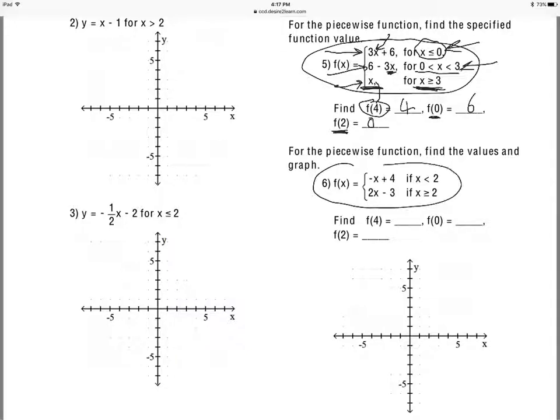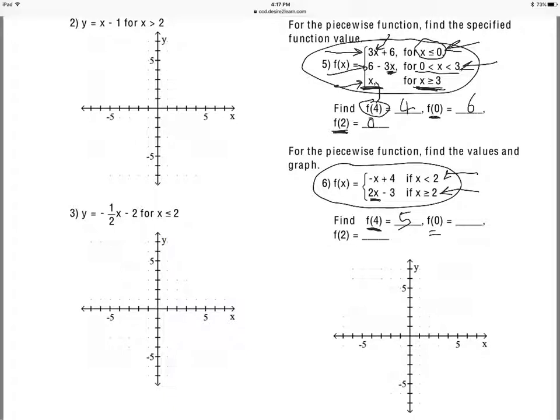Let's have a look at this one then. This only has 2 equations. Can you see this equation is for when x's are less than 2, and this one is for when x's are greater than or equal to 2. So, here we go. When x is 4, I'll be using this second one, because that's greater than 2. 2 times 4 is 8, take away 3 is 5.